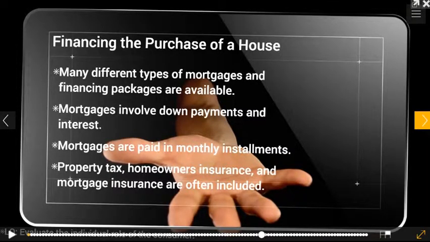Financing the purchase of a house. Many different types of mortgages and financing packages are available. Mortgages involve down payments and interest. Mortgages are paid in monthly installments. Property tax, homeowners insurance, and mortgage insurance are often included.